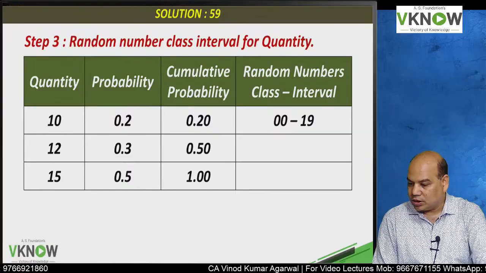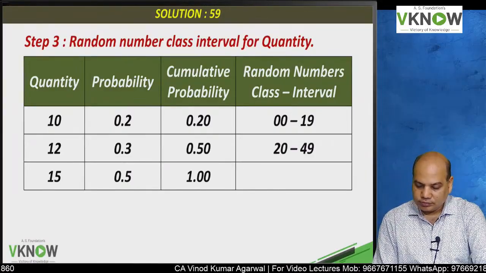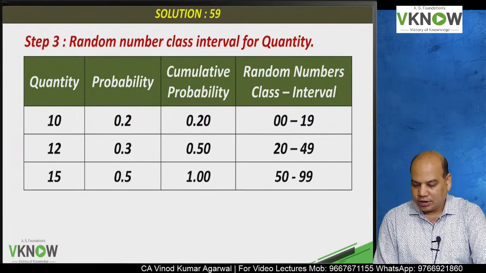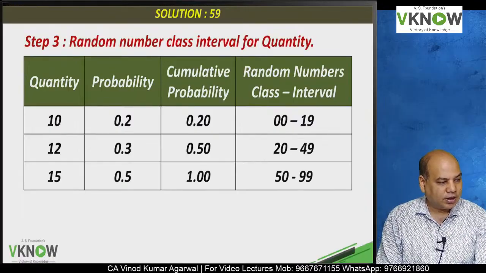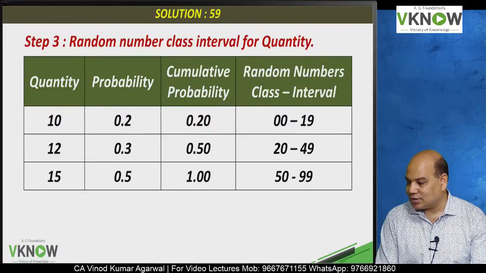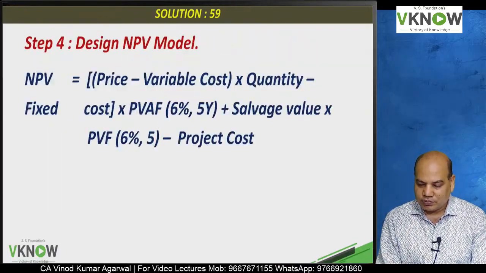00 to 19, 20 to 49, 50 to 99. Just confirm, is this right? Everybody, please answer yes or no. Yes. So now we have done this random number class interval.